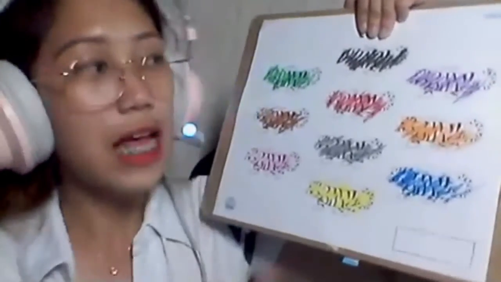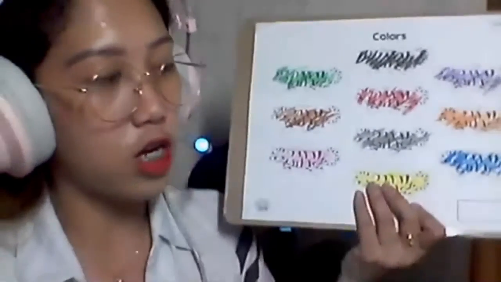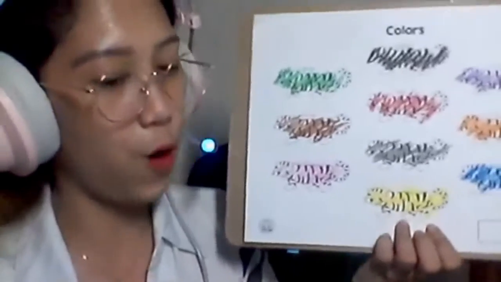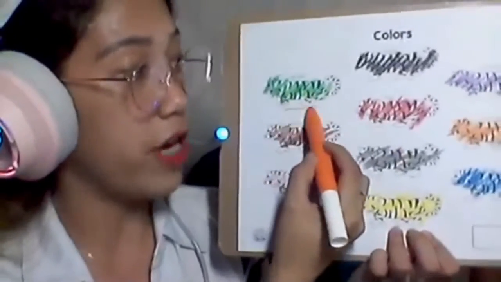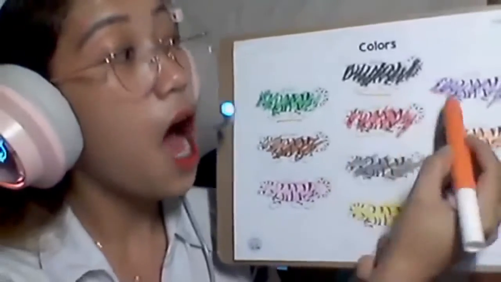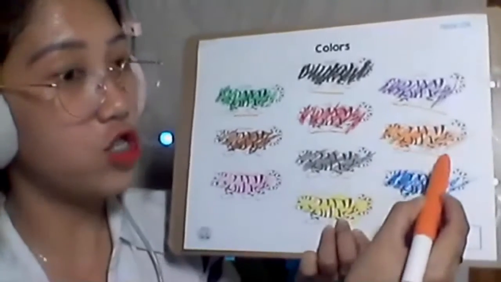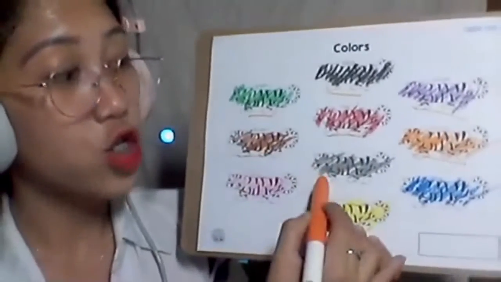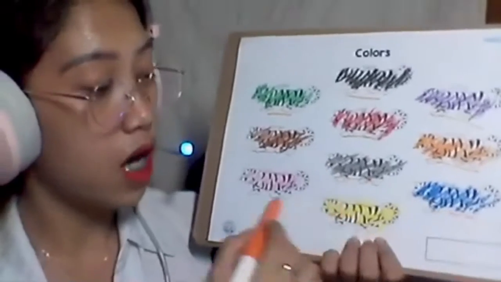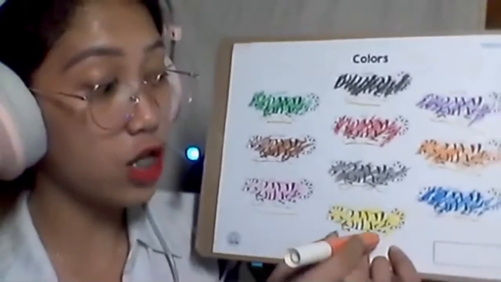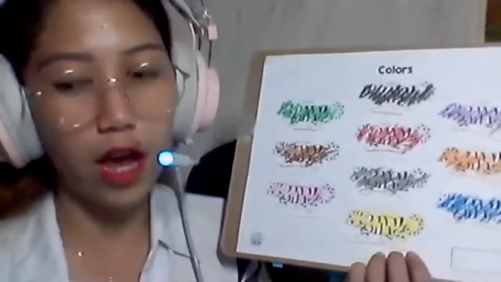Okay, how about let's identify all the colors. Can you help, teacher? Okay, very good. The first one is green, black, purple, red, orange, brown, gray, blue, pink, and the last color is the color yellow. Very good. That is all our colors. And how about let's look for the next worksheet. Are you ready for the next worksheet?